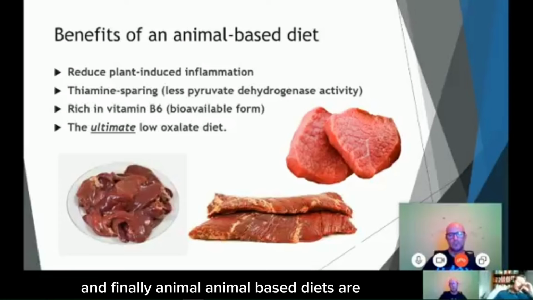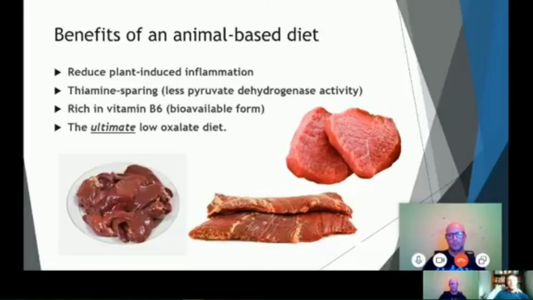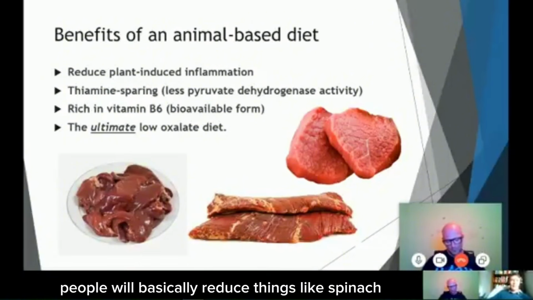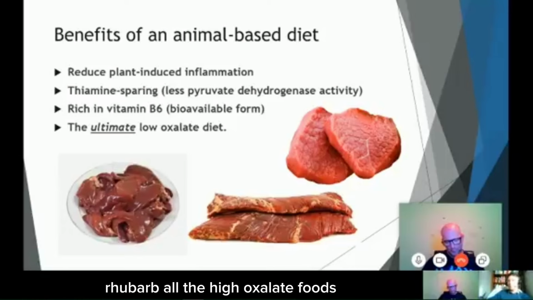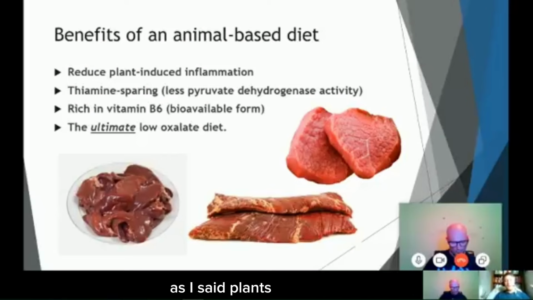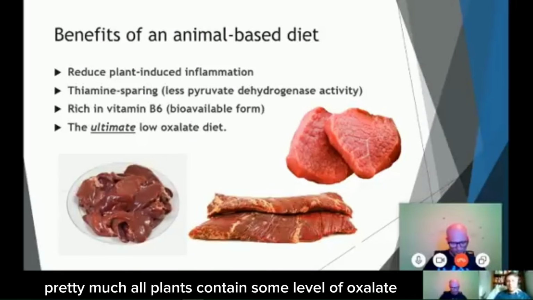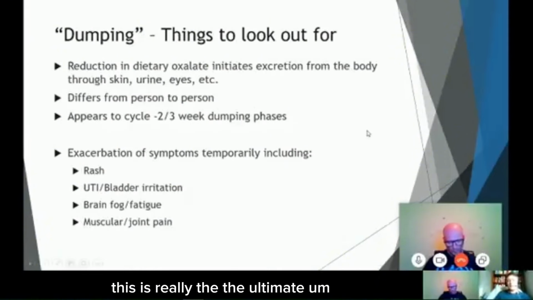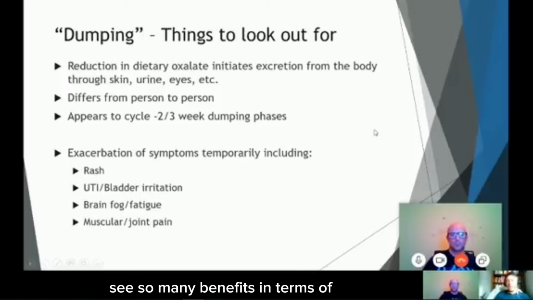And finally, animal-based diets are the ultimate low oxalate diet. Okay, so there's many low oxalate diets, and people will basically reduce things like spinach, rhubarb, all the high oxalate foods, but they'll still contain plant foods. As I said, pretty much all plants contain some level of oxalate. When you go on an animal-based diet, this is really the ultimate low oxalate diet, and I think this is why many people do see so many benefits in terms of joint pain and whatnot.